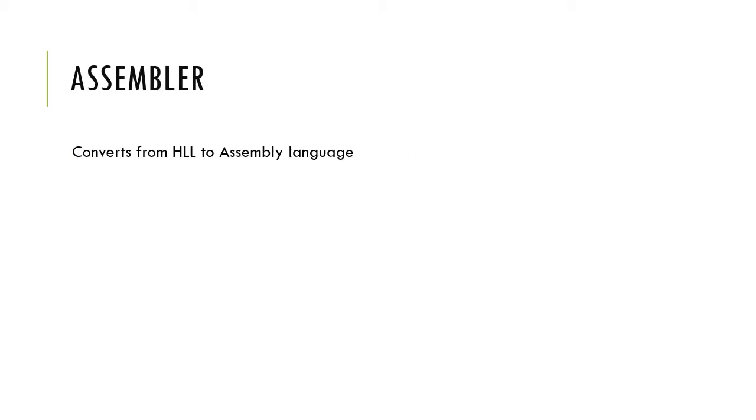Then we have again another translator, which we call the assembler. So what does the assembler do? It converts or translates from high level language to assembly language. So the source language is high level and the target language is assembly.